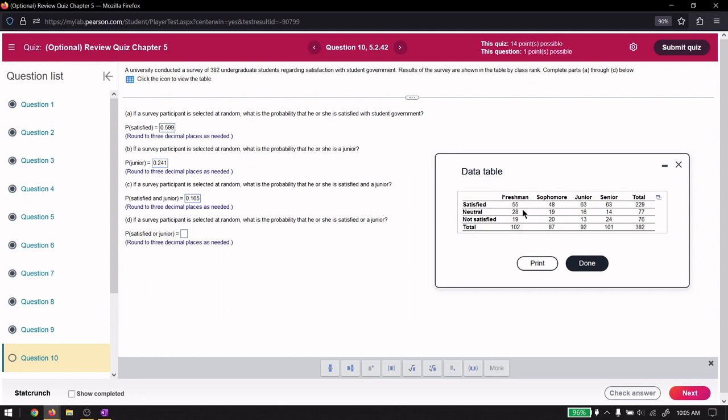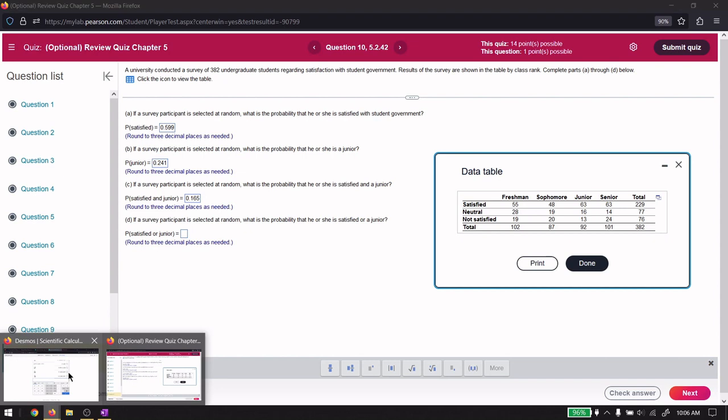So we care about being satisfied, and we care about being a junior, but you can see there are people who are satisfied and junior. And so we're going to overcount if we just consider the satisfied, which is 229, and the junior, which is 92. So what we need to do is 229 plus 92, but then remove the "and." That's why they had taken you through these steps here. Really what we're doing is taking this one plus this one and subtracting out this one because it overcounts too many. And that's the probability of satisfied or a junior.